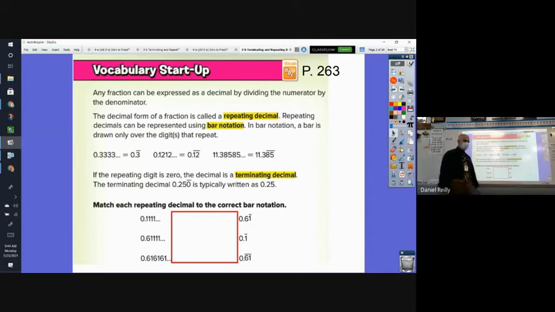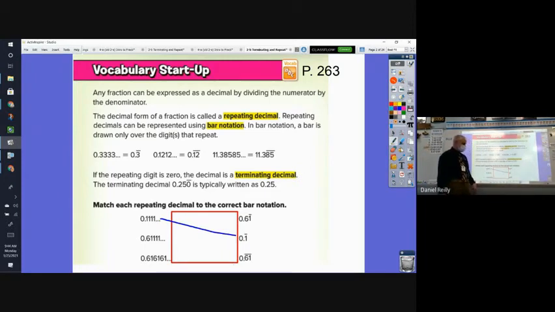0.1111111. Which one is that over here? Chad? What does that match up with? This one, the middle one? 0.1 with a bar over the top. Okay, so this one goes here.